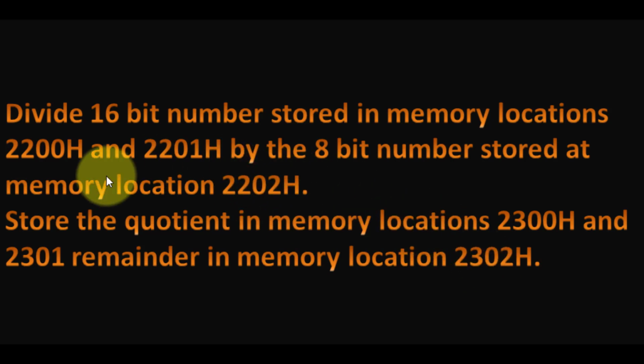So we need to divide this number, which is stored at these two memory locations, by this number, which is at this memory location, and then we will get a quotient. The quotient will be stored at 2300H and 2301H and the remainder at 2302. So let us perform this practical directly on the simulator, and then we'll see what we are getting.